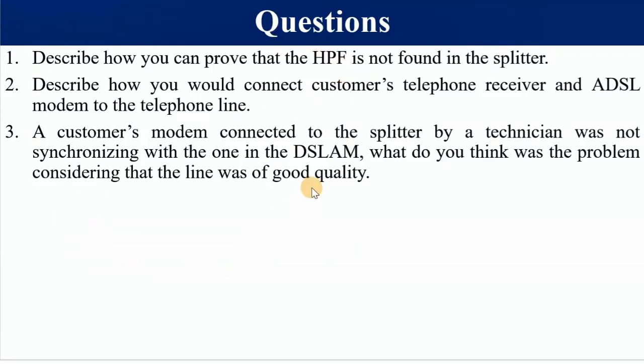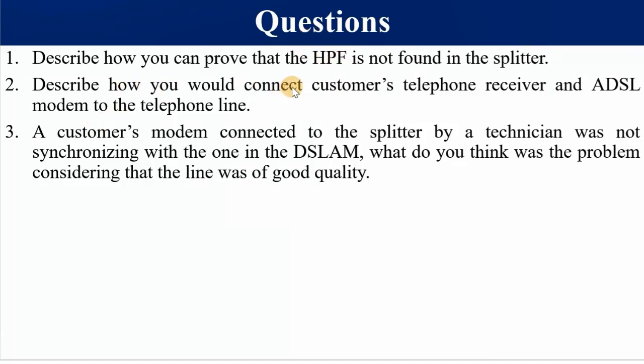Questions? You can try these questions. You can always refer to the video presentation. Describe how you can prove that the high-pass filter is not found in the splitter. This is very easy. If you take your telephone receiver and connect it to the ADSL port on the splitter, you will hear a voice. So that shows you that the high-pass filter is not in the splitter, it's found inside the ADSL modem.